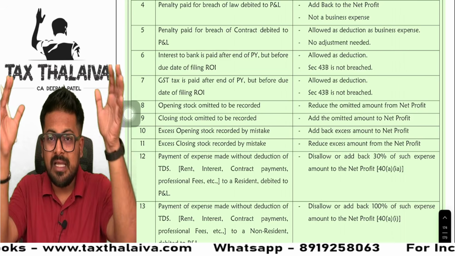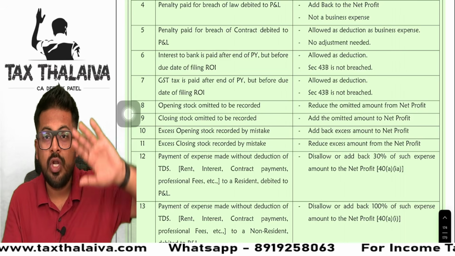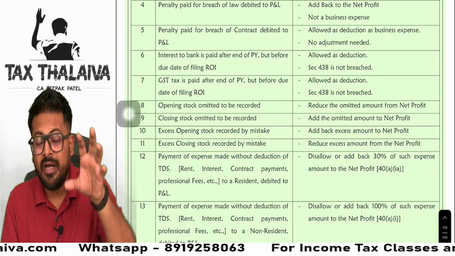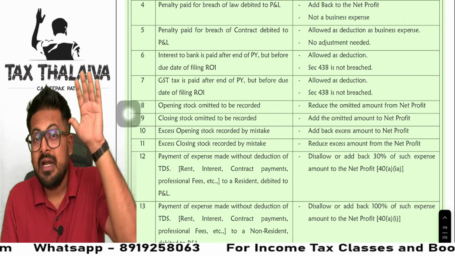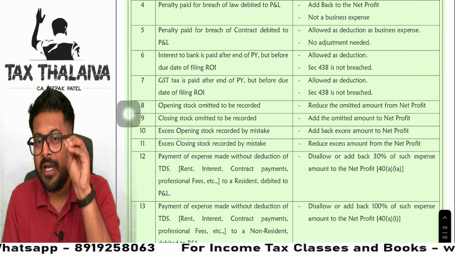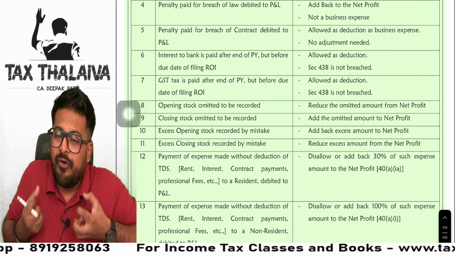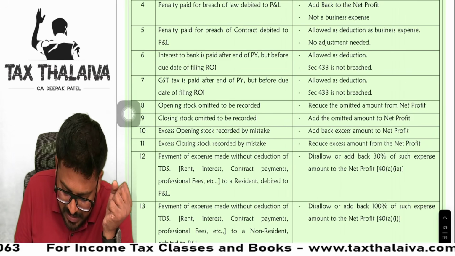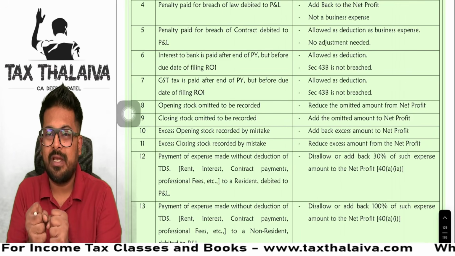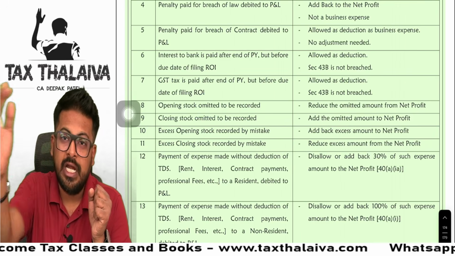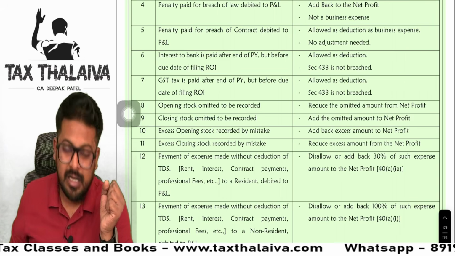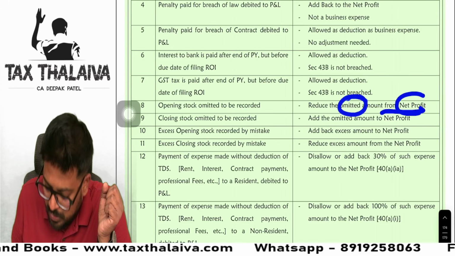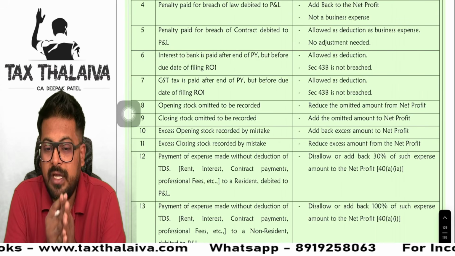Now imagine in the profit and loss account, on the debit side you would have the opening stock. Guys, if you have already forgotten to consider one of the debit side items, then whatever omitted opening stock is there, you will reduce from the net profit in order to correct the profit. So you will reduce the omitted opening stock from the net profit.